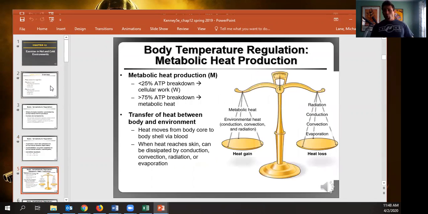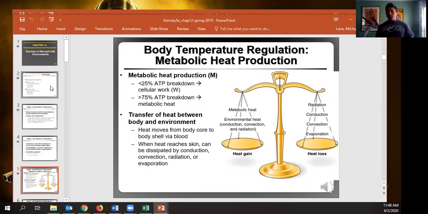Now, when we're exercising, most of the energy that we're producing is really being lost as heat. We're only actually harnessing about a quarter of the total amount of energy we're producing to actually get us to do true physical work.